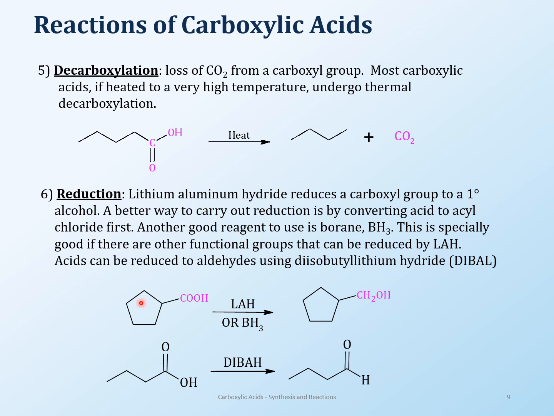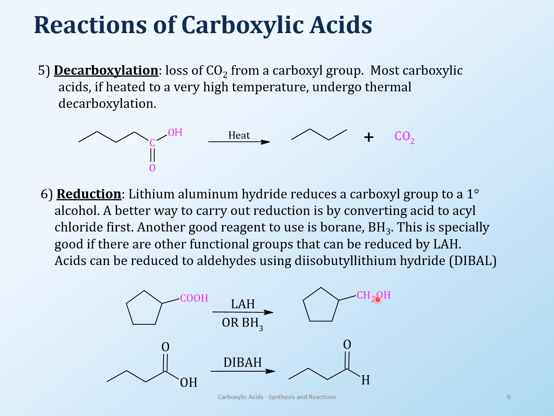And finally, you can take a carboxylic acid and you can reduce that to give an alcohol. And with these you only get primary alcohols, because carboxylic acids are terminal groups. So you can use lithium aluminum hydride, or you can use borane also to go all the way to alcohol, and that's reduction by using a very strong reducing agent.